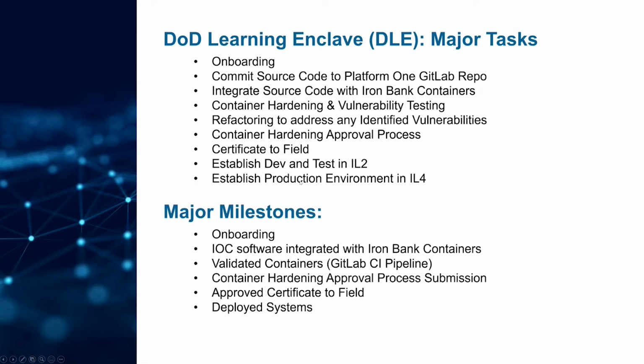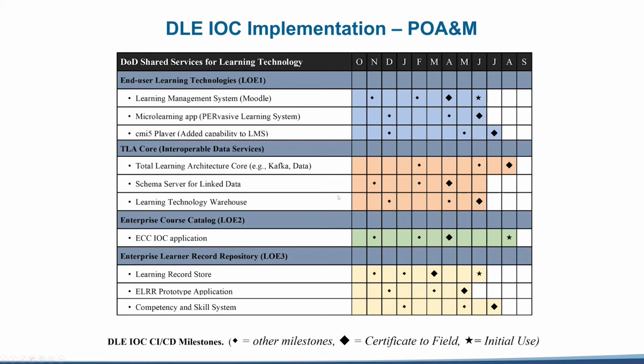So this is all stuff that we have planned to do over the next year. I would even say the next 10 months. The big thing here is when you see the stars, that's when we're talking about having initial use. And so that's after we get it in there, get it running, get all the features integrated. It's hooked through the DevSecOps pipeline, the Party Bus pipeline, and it has a certificate to field, and it's running in the IL4 environment inside of Party Bus.